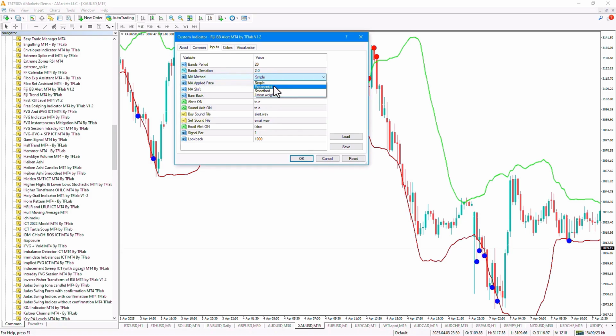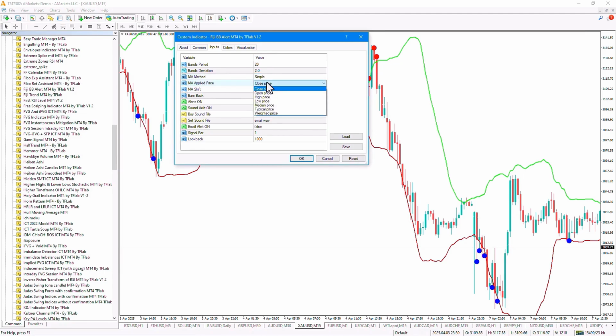In the next section, we can determine the moving average method, where we can choose from 4 modes: simple, exponential, smoothed, and linear weighted. In the calculations of this indicator, the moving average is performed within its own calculations, and we can change the method to our desired one from this section.